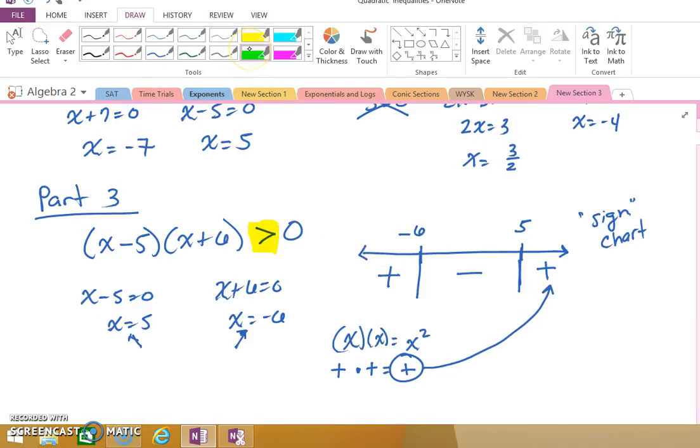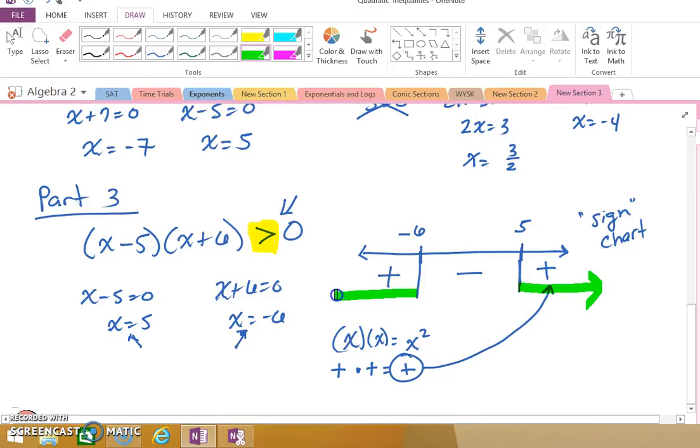So we have to think about what we want. If you notice, our problem says we want values that are greater than 0. Numbers that are greater than 0 are definitely positive numbers. So we want everything that goes this way and everything that goes this way, because we want the positive numbers that are greater than 0.